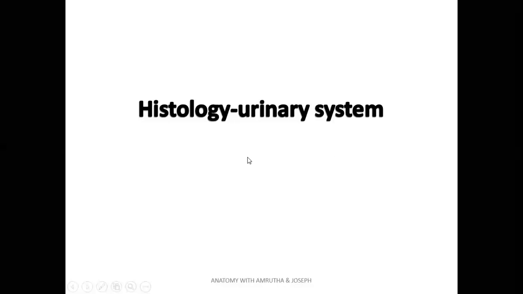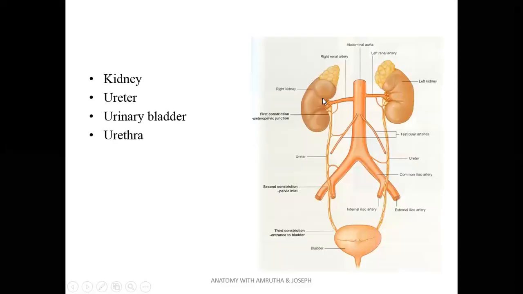Hi dear students, today we will see histology of the urinary system. There's a class on gross anatomy of the urinary system. You can go back and see the urinary system theory regarding the gross anatomy. Now this class will deal only with histology. So let's see today regarding the kidney, ureter, urinary bladder and the urethra histology.